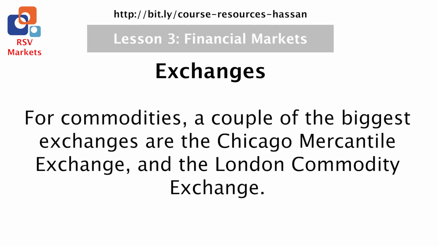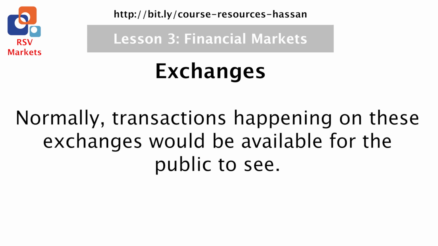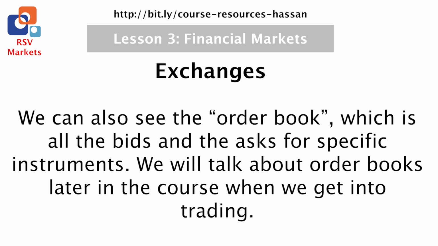For commodities, a couple of the biggest exchanges are the Chicago Mercantile Exchange and the London Commodity Exchange. Normally, transactions happening on these exchanges would be available for the public to see. We can also see the order book, which is all the bids and asks of a specific instrument. We will talk about order books later in the course when we get into trading.